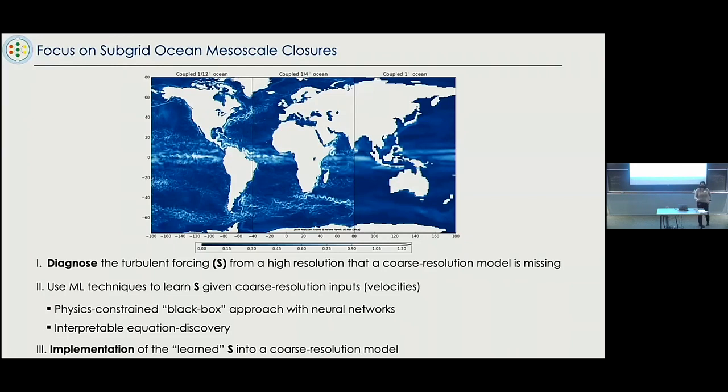Then the third problem is one that we still can't solve because we have no idea what we're doing: we need to go and implement it back into a model. So I'm going to show you idealized examples with, again, the challenges and what we're facing, but we've still never implemented it in a real climate model because it's a little bit of a nightmare.